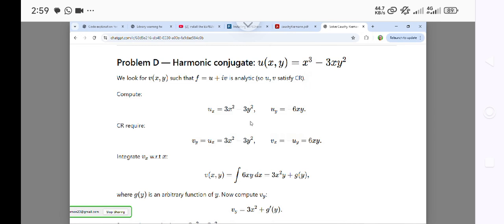The next thing is to put them in Cauchy-Riemann condition form. Remember that Cauchy-Riemann says ux equals vy. And now we know our ux as 3x squared minus 3y squared. The reason vy equals ux is that we want to find this in terms of v. Instead of using u, we'll be putting it in terms of v now. That's why it's vy equals ux instead of ux equals vy.